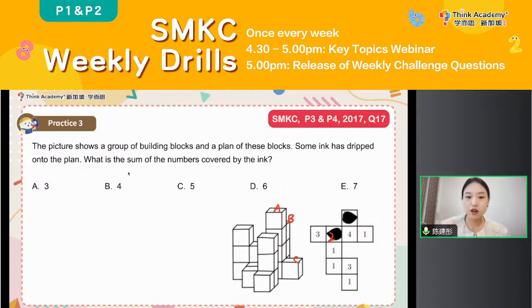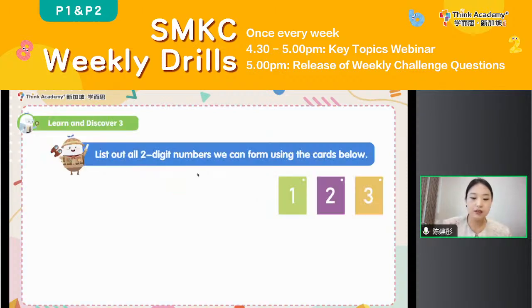Okay, so our task is to see what is the sum of the numbers covered by the ink. So what we need to do is just do 2 plus 3, we got C. Okay, everyone, if you can understand this, give me a big thumbs up. Okay, then everyone, let's move on here.